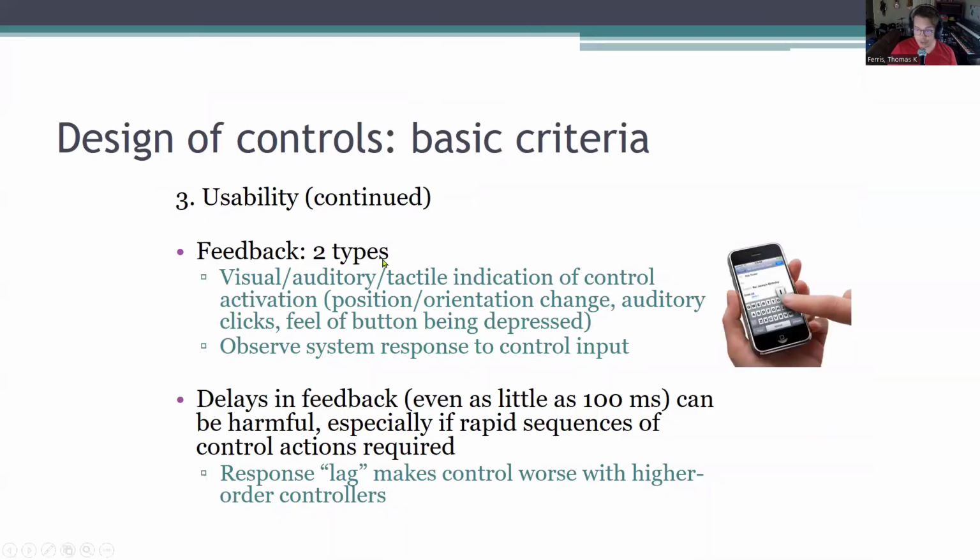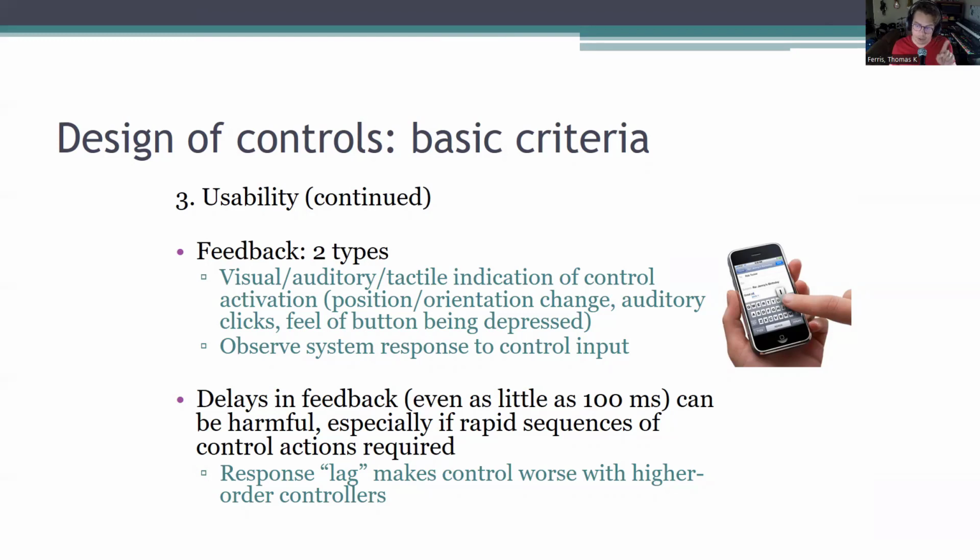Okay, so still on the topic of usability. Feedback from the system, through the control, is essential. And I'm talking about two types of feedback. When we make a control input, it's generally towards, I want a certain change in the system to occur. And then we need to check and see if we did achieve that state.